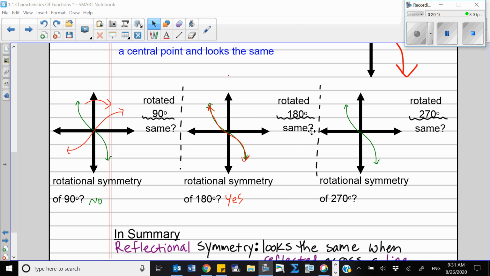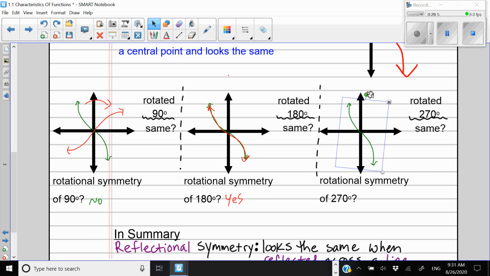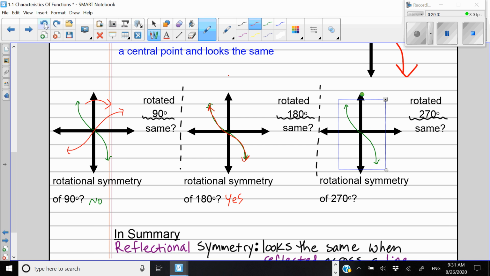Now I'm going to rotate this for 270 degrees. That means it's going to go here for 180 and then continue for 270. It's going to be like this. So it's not the same thing that it was originally. So we say this one does not have a rotational symmetry of 270. So I say no, because the rotated shape is going to look like this.